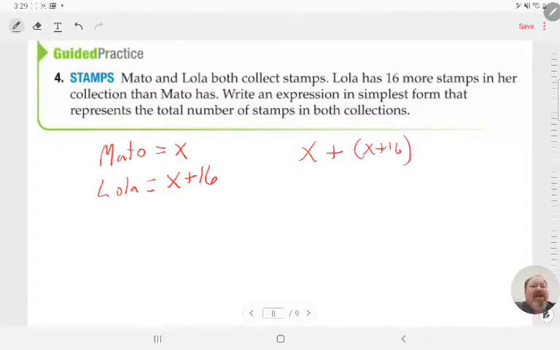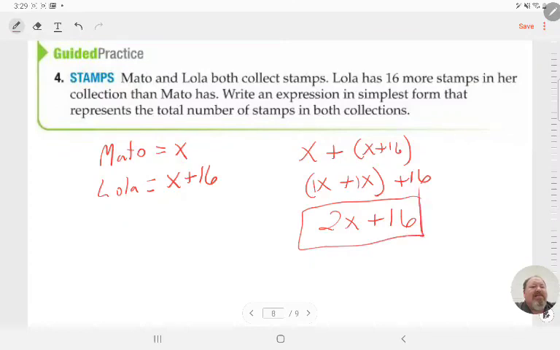And then I would simply say X plus X plus 16. If I add those together, I'm going to get the total amount. And remember, the X's have a 1 in front of them. So that's 2X plus 16. And that would be my final answer.